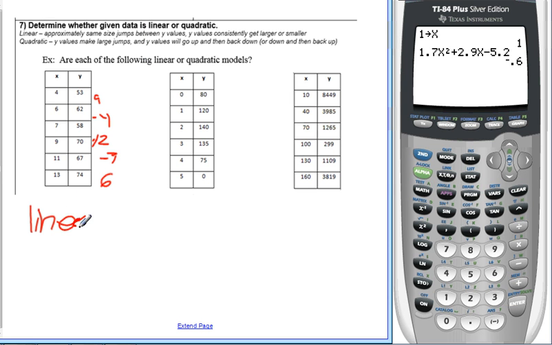Okay, now this next one. All right, this next one here, if I look at my y values, my x's are going up by 1. My y values go up by 40, go up by 20, and then it starts going down. So the fact that it goes up by big jumps and then goes down by big jumps, this one is quadratic.